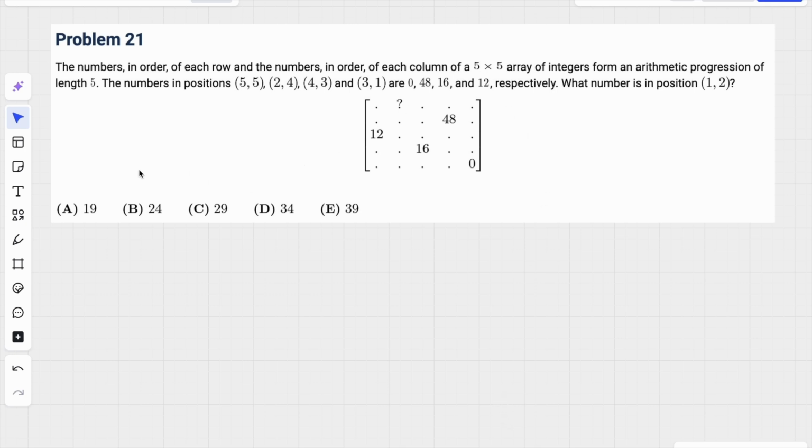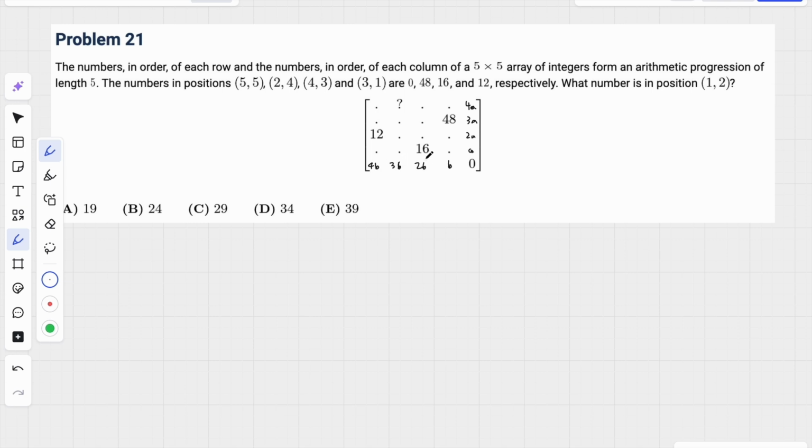So first let's set some variables. We'll have this column be A, 2A, 3A, and 4A, and we'll have this row be B, 2B, 3B, and 4B.